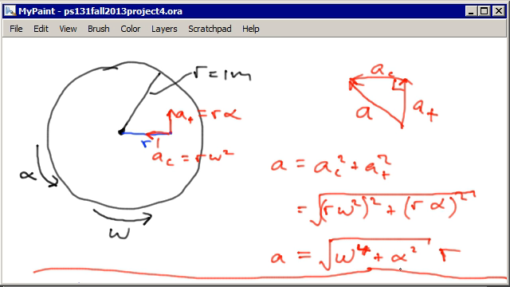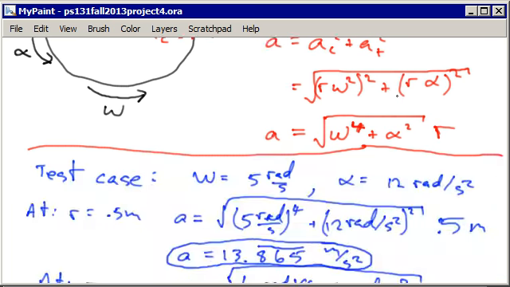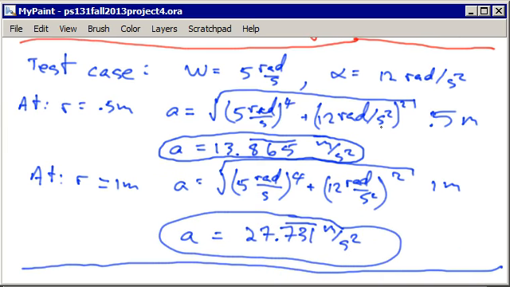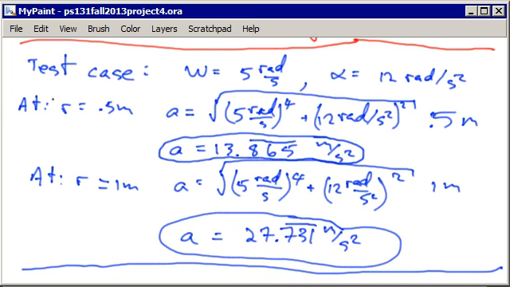Yeah, up to A is equal to is my algebraic solution. Evaluation of the algebraic solution needed to determine the test case results. That was exactly what I did here. The test case was omega is 5 radians per second, alpha is 12 radians per second squared, and r is 0.5 meters and 1 meter.